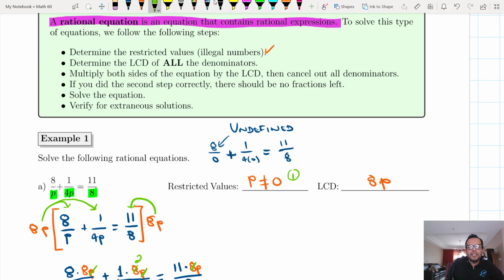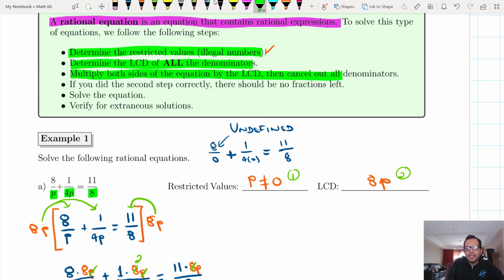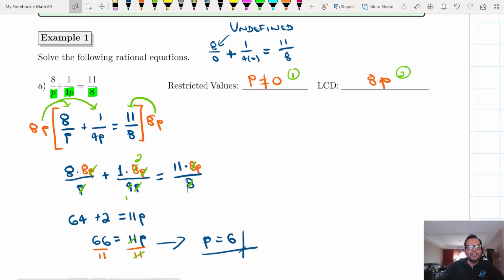Okay, determine the LCD of the denominators. That's step number 2. Step number 3, multiply both sides. Let's highlight every single step we already did. Finding the LCD, we're going to multiply both sides by the LCD and then cancel out all denominators. So basically here, that's done pretty much.